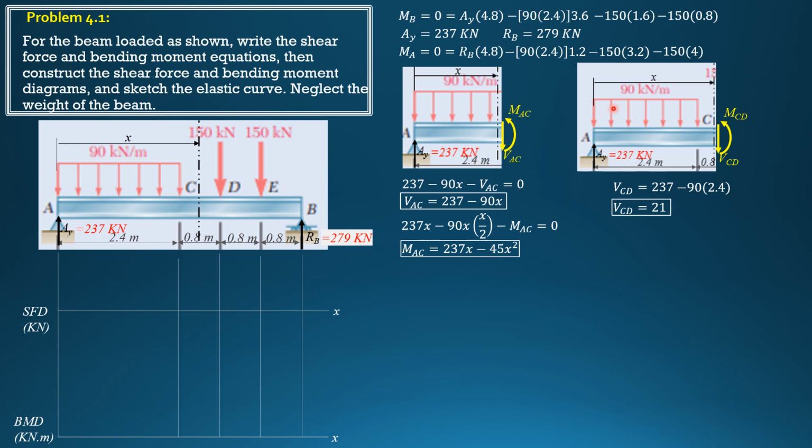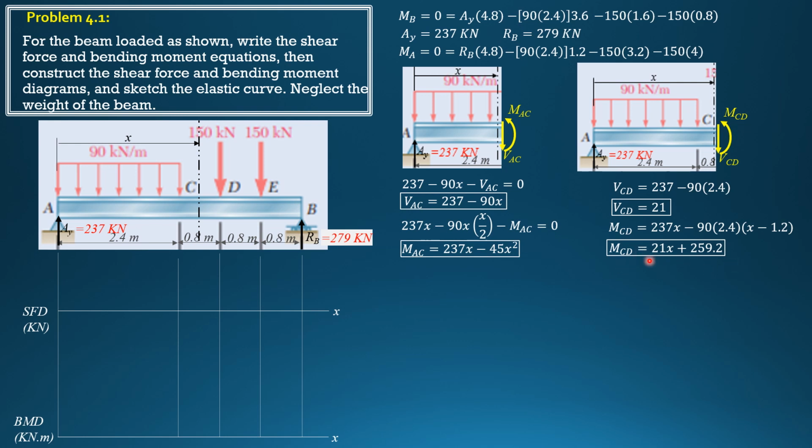Moment CD, therefore, is 237 times x minus 90 times 2.4 times moment arm x minus 1.2. So if we simplify this equation, 237x minus 90 times 2.4x, then negative 90 times 2.4 times negative 1.2, the simplified equation for moment CD is 21x plus 259.2.